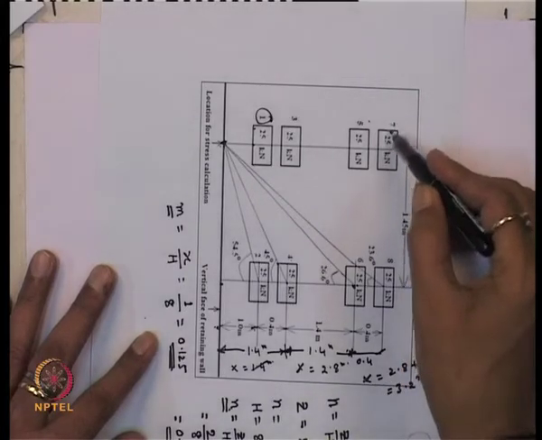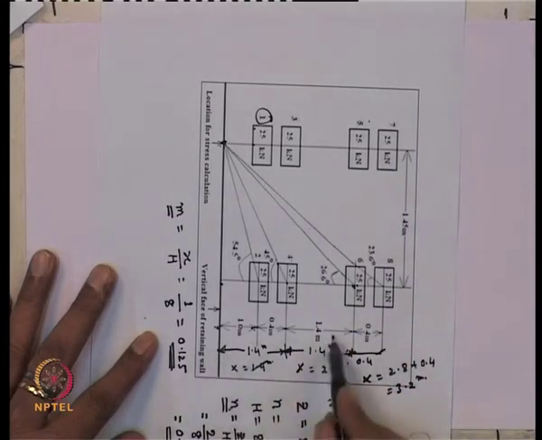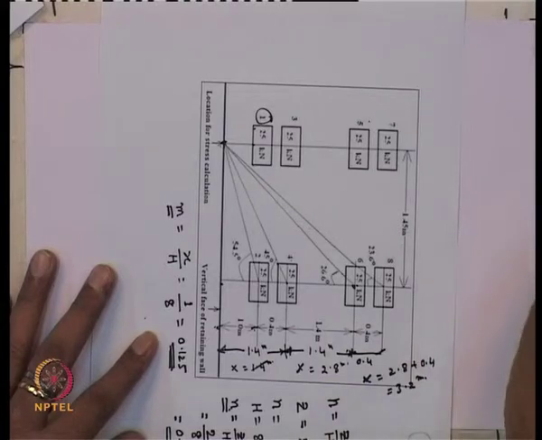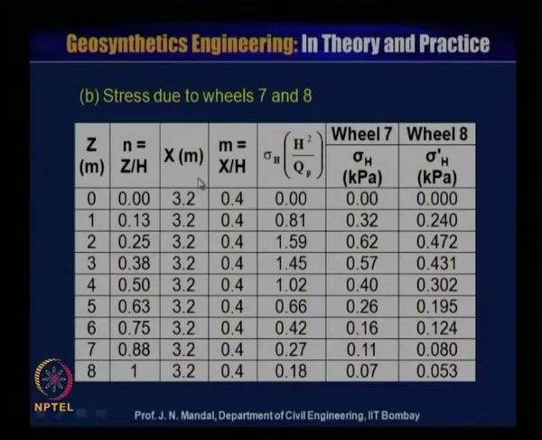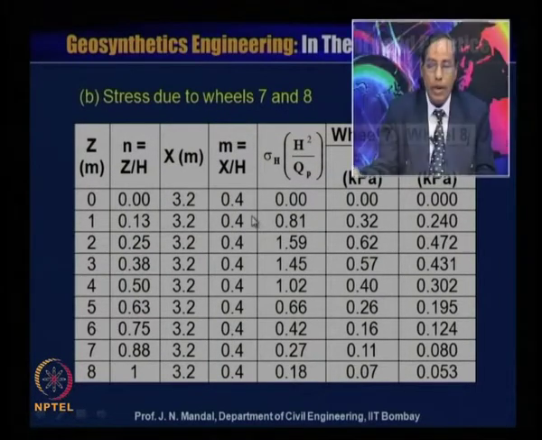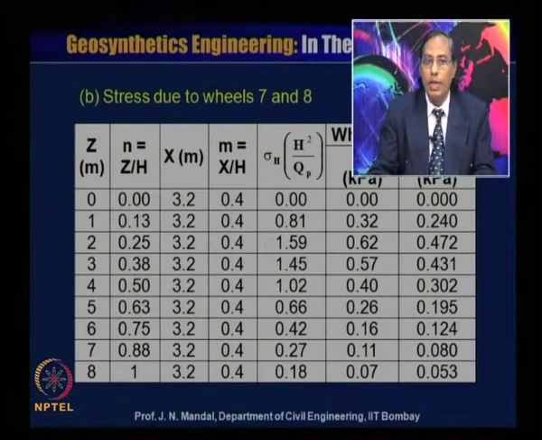So for wheel loads 7 and 8, x is located about 3.2 meter from the vertical face of the retaining wall. That's why the x value is 3.2 meter all along the depth. Again you calculate m is equal to x by h, x is known. Here also you find that the m value is less than or equal to 0.4. If the m value were greater than 0.4, then we could adopt another equation which I have previously explained.